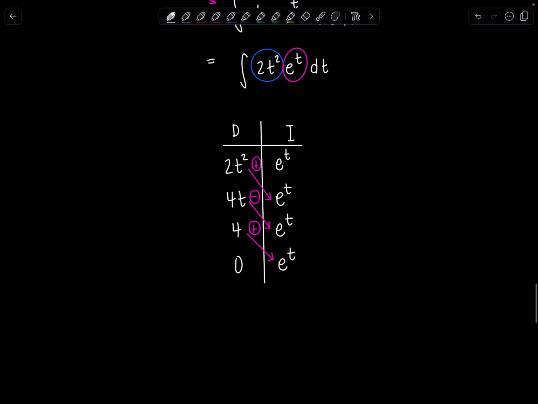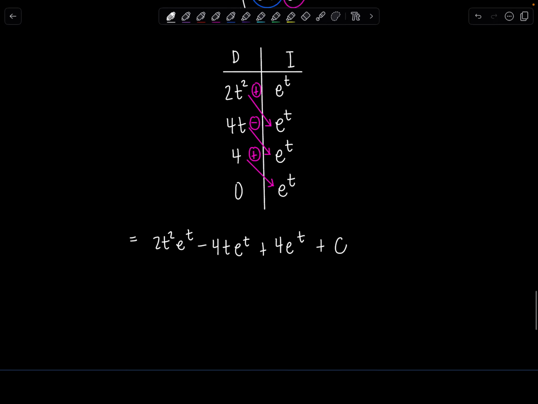Okay, so that's it. So now I'm going to write all the terms out. We're going to have 2t squared e to the t. So that's this product right here. The next one I'm going to add a negative, so minus 4t e to the t plus, and then the last diagonal product, can you spot it? It's right here, 4e to the t plus c. And no, we're not done.